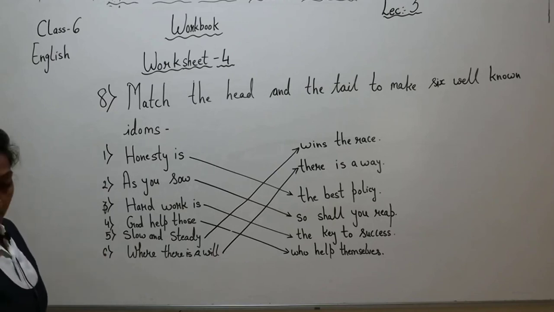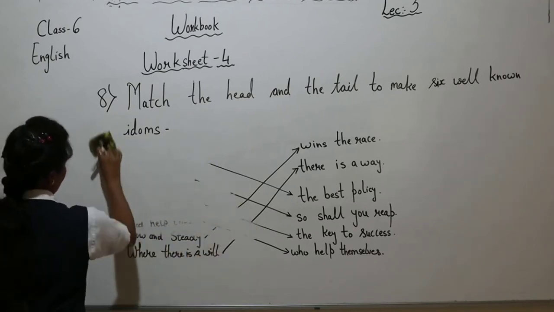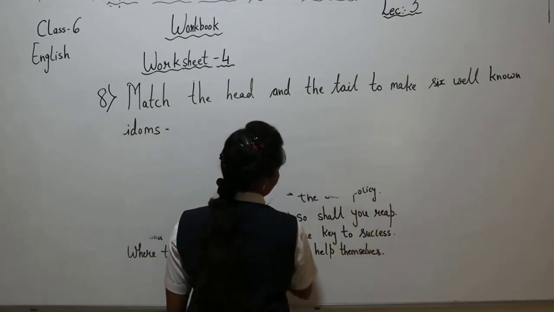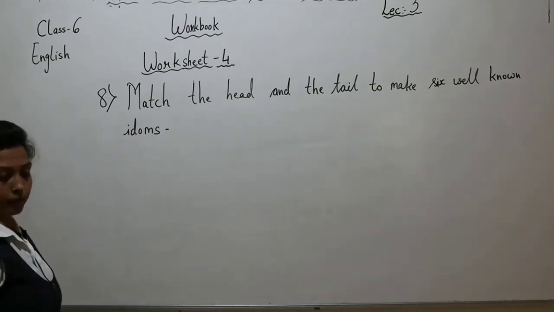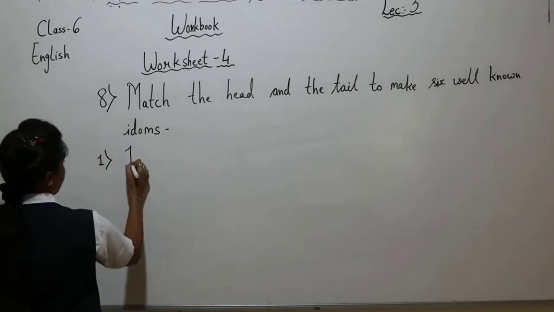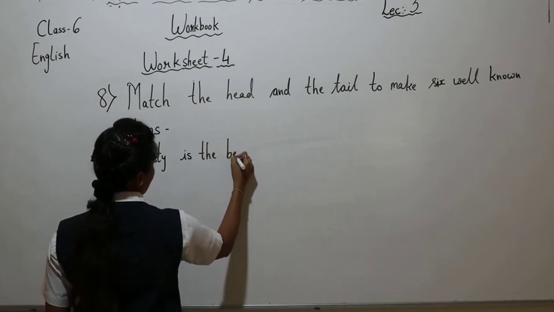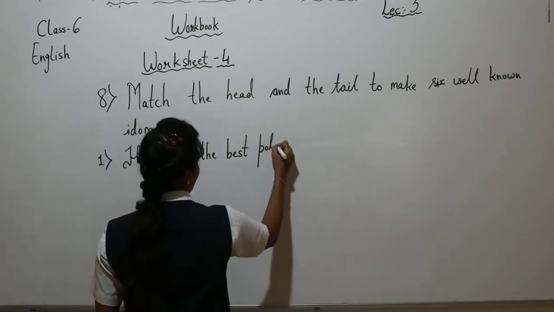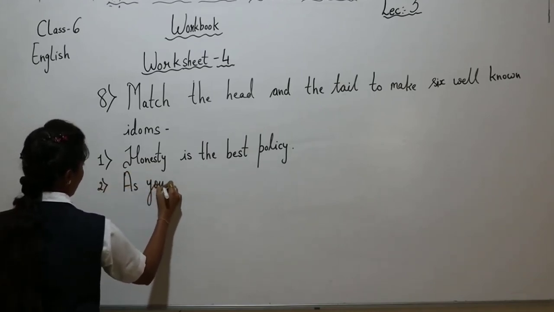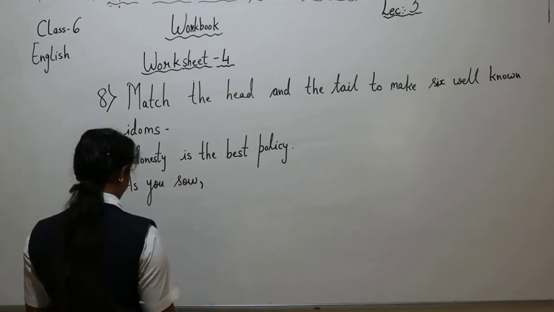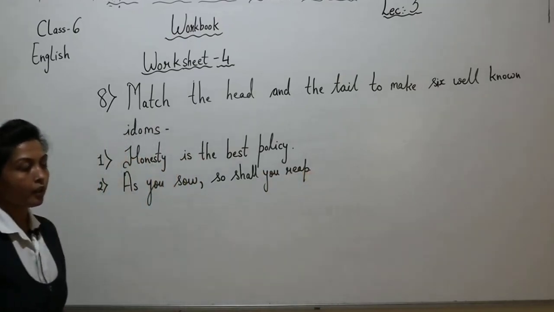Now, as space is given downside, so now we have to write this in the given space. So now start writing. One, honesty is the best policy. Two, as you sow, so shall you reap.